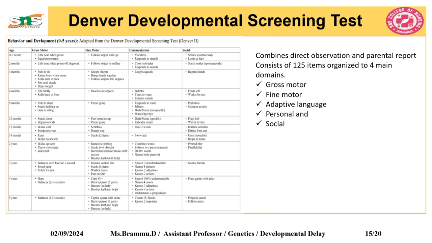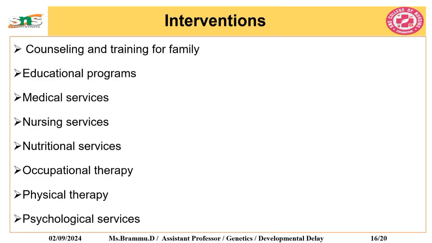And the next one will be the Denver Developmental Screening Test. This is a screening test that combines gross motor, fine motor, adaptive language, and personal and social development. The questionnaire has around 125 items, and the child is directly observed to identify personal as well as social development, and the parents are also interviewed to find out where the developmental delay is lagging behind.